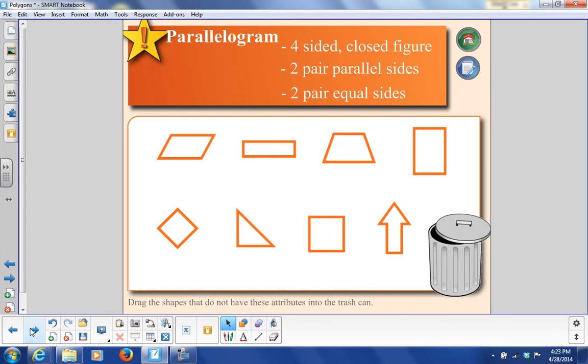Parallelogram. A parallelogram is a four-sided closed figure. Okay, so all of those are closed. Good. Two pairs of parallel sides, which means they are the same if they're going up and down on each side or across on each side, or two pairs of equal sides. All right, so first off, all of them are closed, but are any of them not four-sided? Okay, arrow, not four-sided.